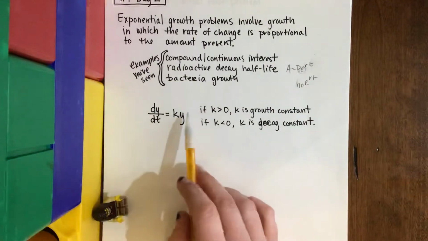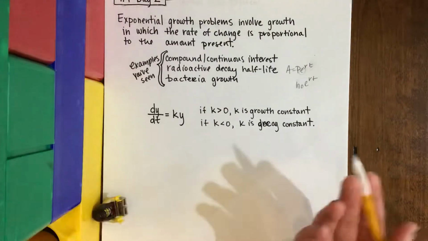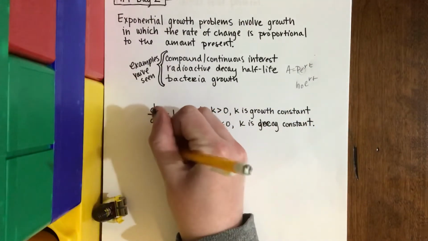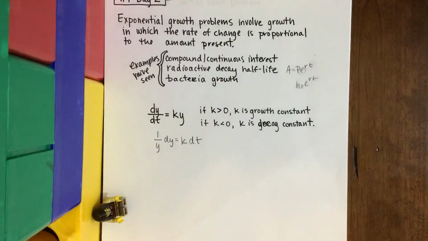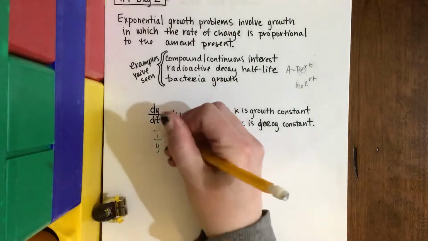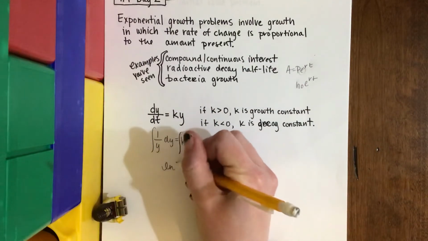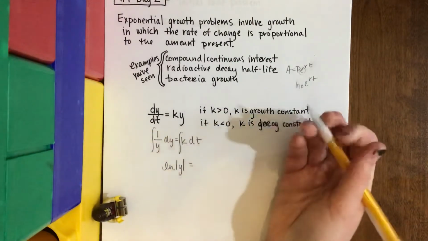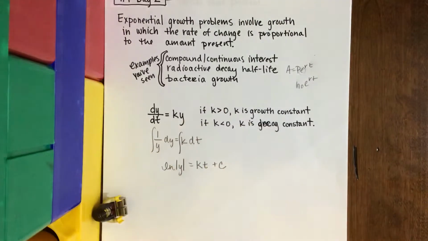When I take a look at this, I can see that I have a y here and one here. And then these don't match, but that's fine. So what I'm going to do is rearrange this so that I have 1 over y dy equals k dt. And now that I have that, I'm going to find the antiderivative of each side. So we know that this is going to be the natural log of the absolute value of y equals, and k is a constant, so this is going to become kt plus c.